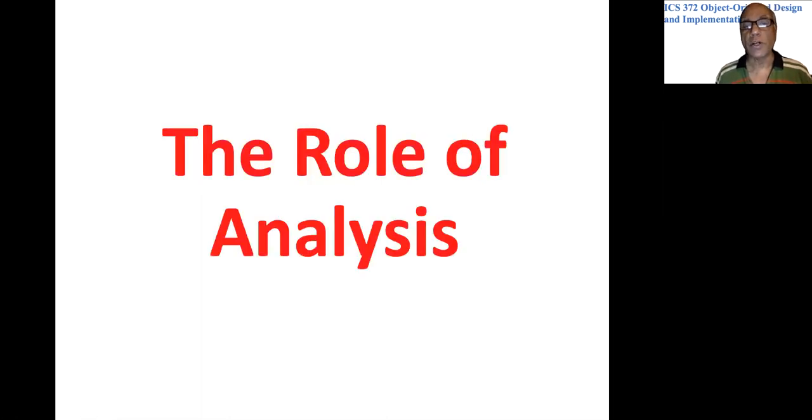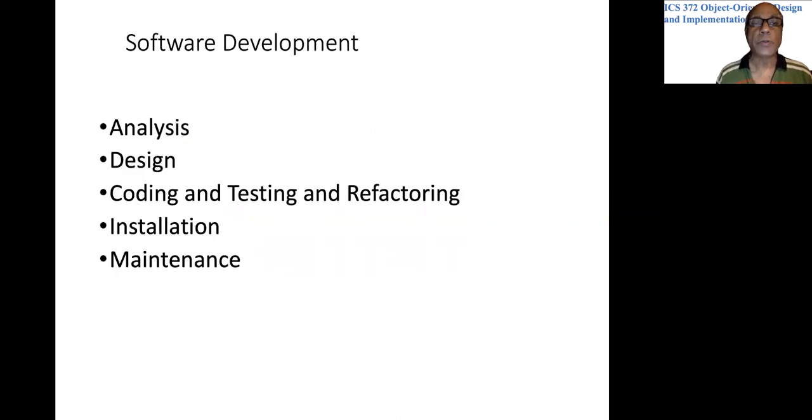So let's talk about a software system. The first step in any construction of a software system is to figure out what the users want. That is the purpose of the stage called analysis. So in a software development life cycle, we have several stages. The first one is determining the requirements of the system that we want to construct, and that is called analysis.